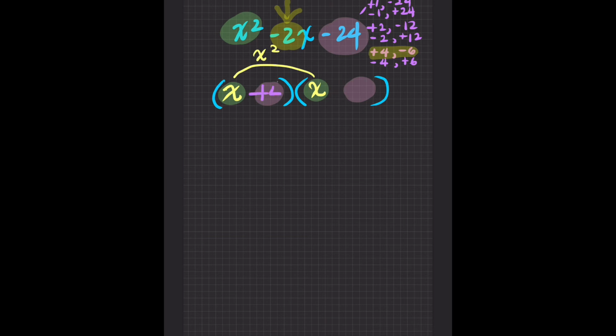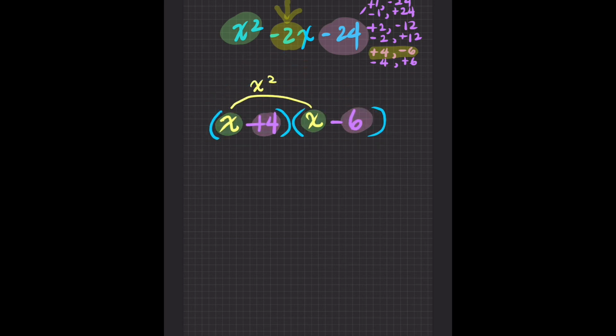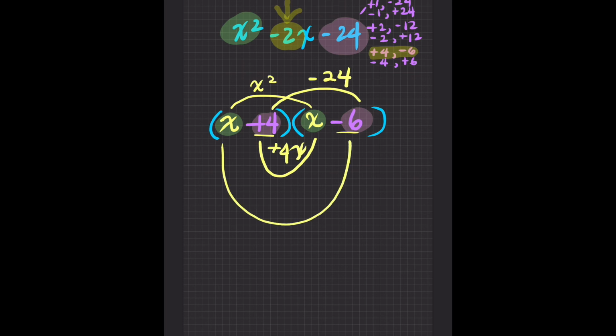So let's put that in. Plus 4 minus 6. Let me just move this down a little bit so we can do the expansion. Now let's multiply this. Positive 4 times negative 6 gives you negative 24. And let's go to the middle term. 4 times x is positive 4x. Negative 6 times x is negative 6x.